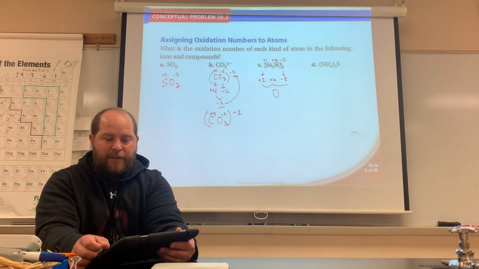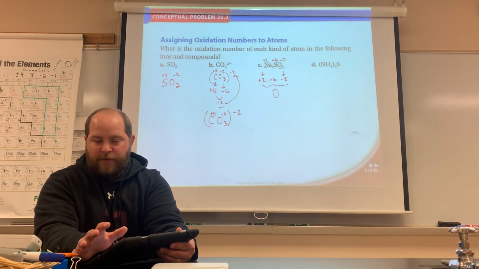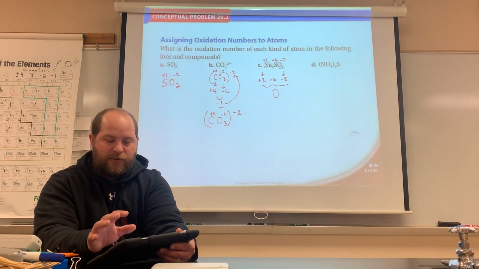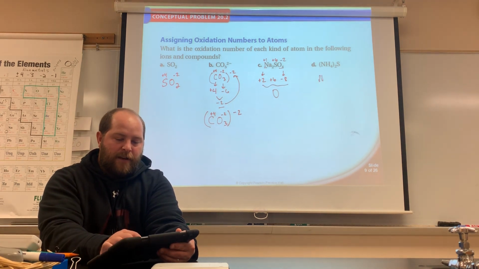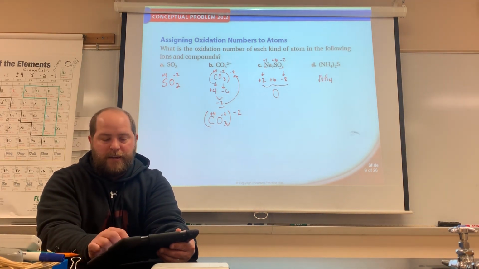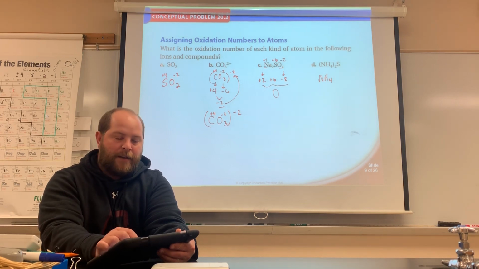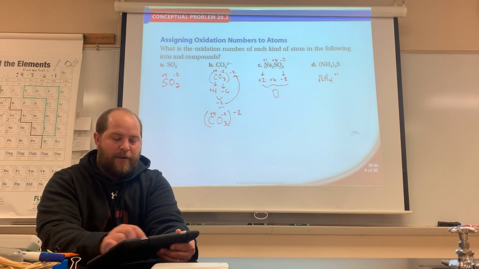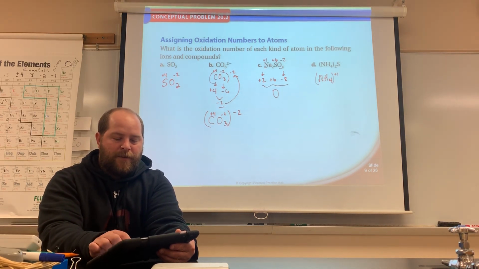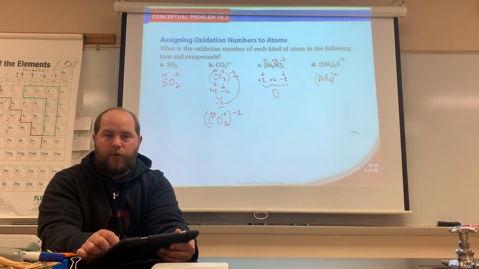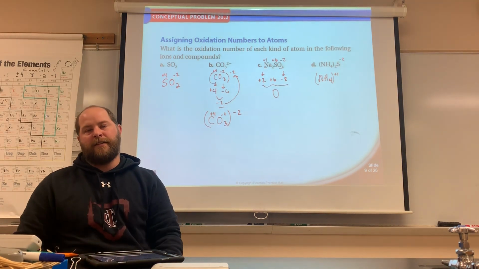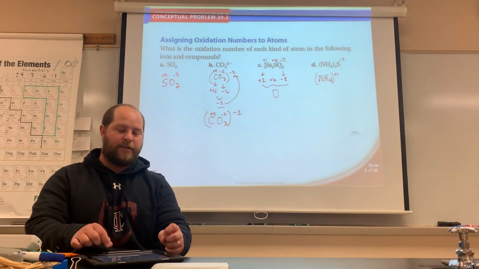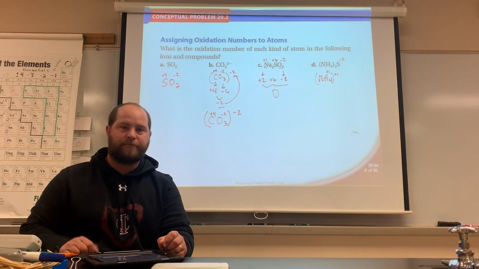All right, let's look at letter D. This one, don't be scared of it just because you've got the parentheses there. It's not too bad. You've got ammonium, which is NH4, and you should know that this is a polyatomic ion. Ammonium has a +1 charge. You should have that memorized, okay? The sulfur, that's a given. That's going to be -2. So what we have to figure out is what's going to be the nitrogen and the hydrogen. Hydrogen is going to be a +1, okay?